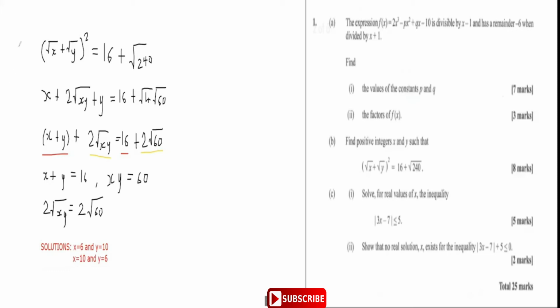So you see what is nice? Nothing too stressful so far. Nice and easy. Now let's go ahead and look at the next portion of the question, which is part C. Part C says solve for real values of x the inequality where they give us the modulus of 3x minus 7 is less than or equal to 5.